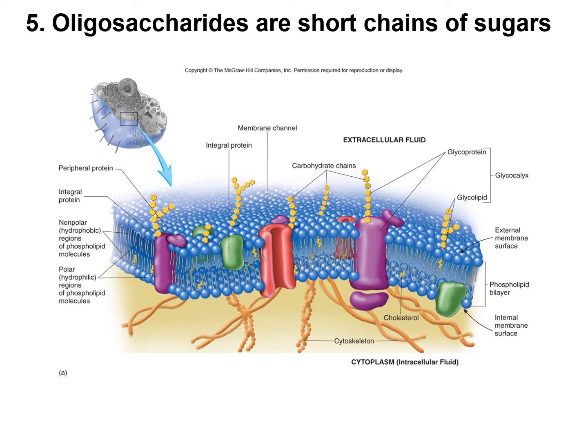So if we continue up the hierarchy of organization in carbohydrates, we have oligosaccharides. Oligo means a few, more than 2, but not too many. So an oligosaccharide would be a short chain of sugars. This is a picture showing the plasma membrane of a cell. And there are lots of oligosaccharides attached to our membranes that are important in cellular recognition and other important functions.